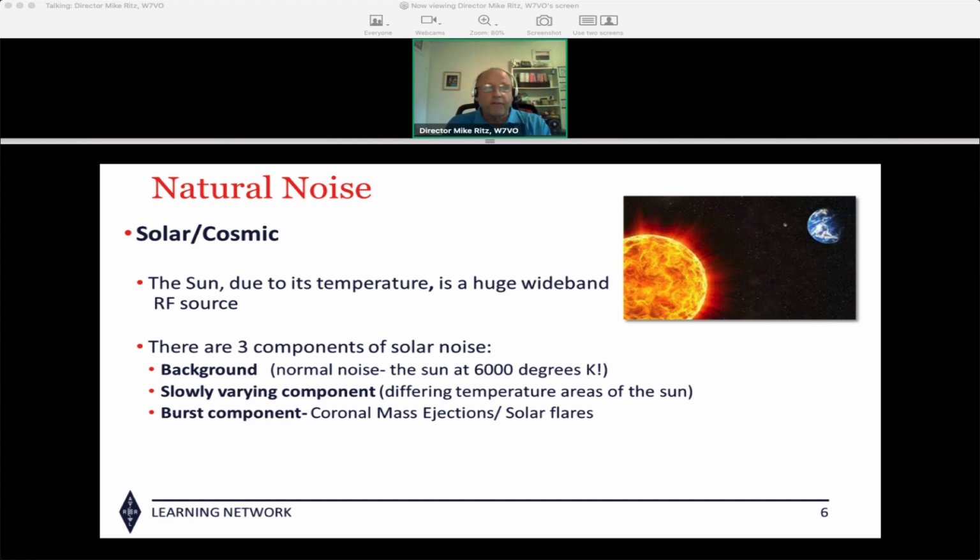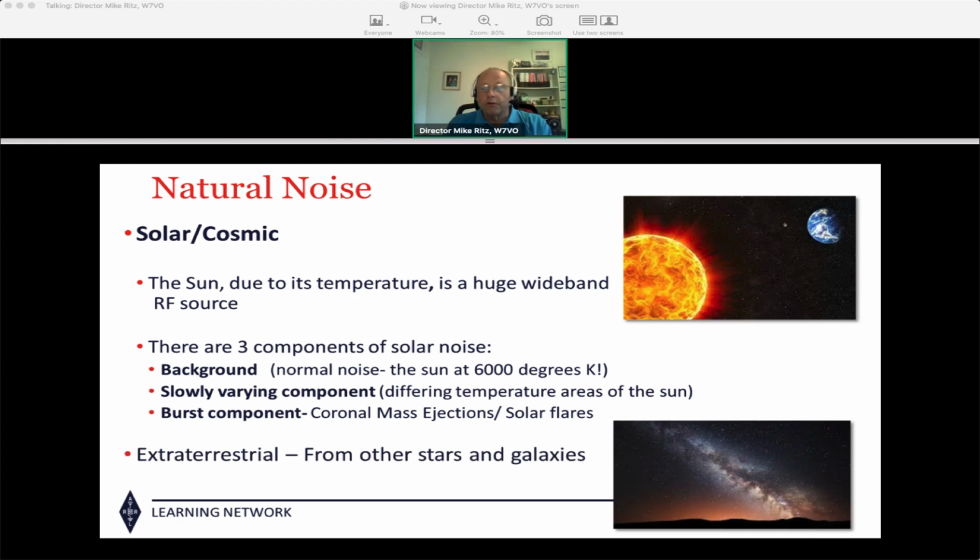And of course, the one that affects us all the time as amateurs is what's called the burst component, which are our coronal mass ejections, known as CMEs. You'll hear them called CMEs, and of course, solar flares. And those things not only have a huge problem with noise, but also are what cause our propagation to occur here on Earth. And of course, there is also noise coming from other planets and other galaxies out there.